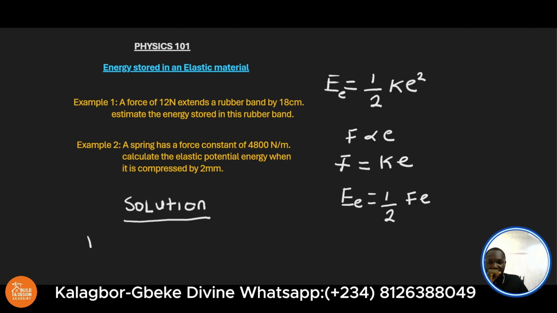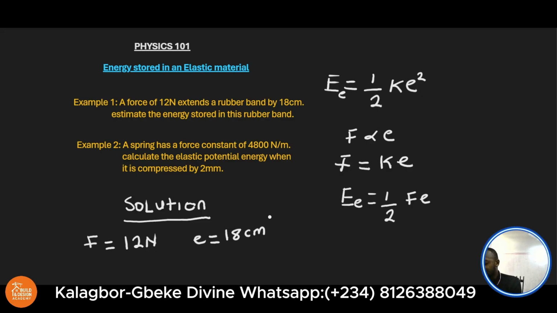We have that our force is equal to 12 Newton, right? And the rubber band is extended by, that's the e, is extended by 18 cm. So now you see that since we know that our force is equal to 12 Newton and the rubber band is extended by 18 cm, we should find the energy stored in this rubber band. And anytime you talk about energy stored, you're talking about the potential energy, the elastic potential energy.